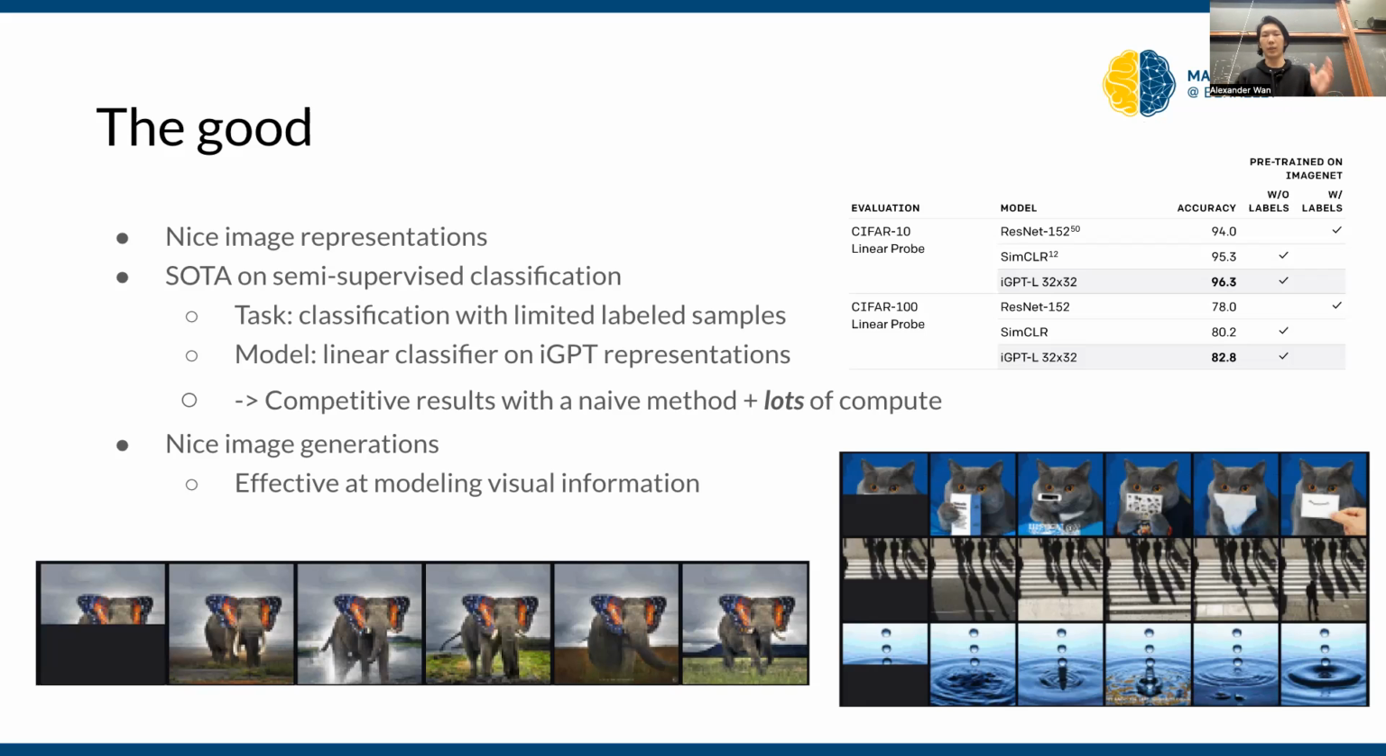So the result is really good, right? It gets some really competitive results, and without using labels, right? So it's able to get like 96% accuracy just with a very limited set of ImageNet labels.